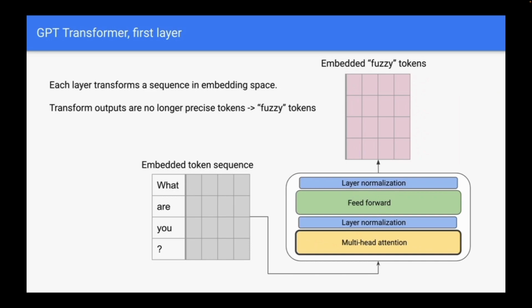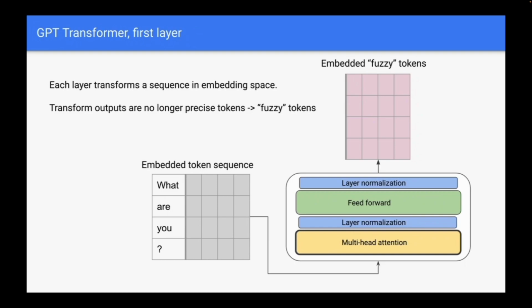Okay, so let's get in a little more. What would it look like if you fed this embedded token sequence into the first layer? What does the output look like? Each layer transforms a sequence in embedding space. I keep saying that, but it's important to understand. What that means is that we're taking these tokens that are in embedding space and doing a bunch of math to them, multiplying them by things, adding them, subtracting them.